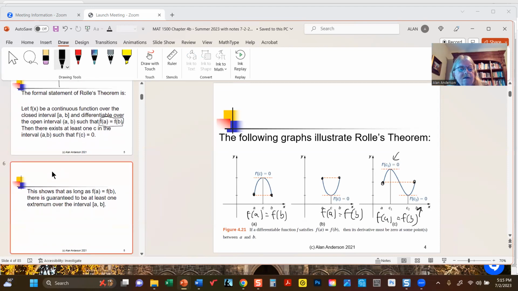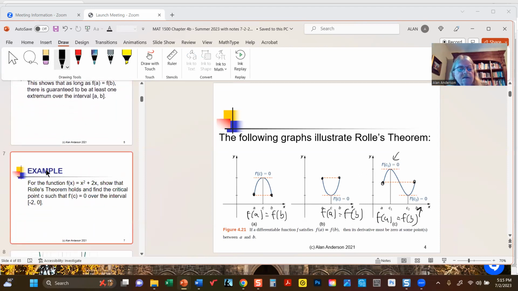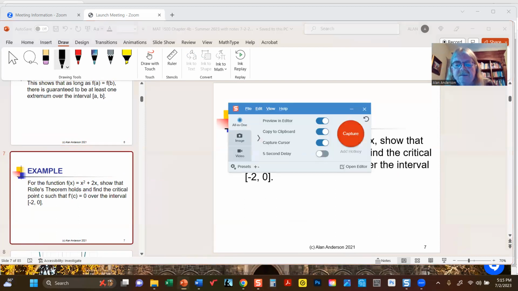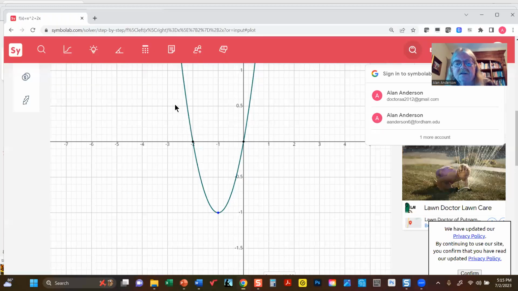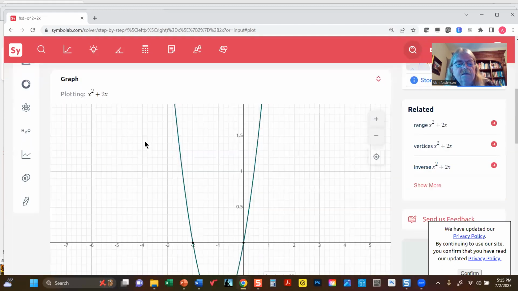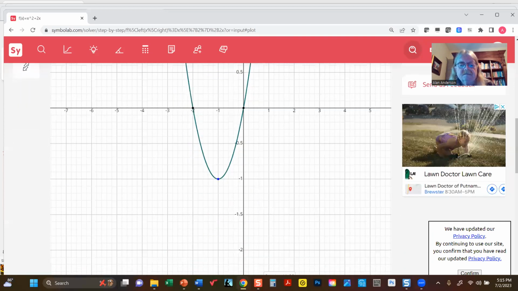All right, now let's apply this to the function x squared plus 2x. First, we're going to prove that the theorem holds, and secondly, we're going to find the critical point. Now, the first thing we're going to do is get a graph of this from Symbolab. Okay, x squared plus x. And this is what it looks like.